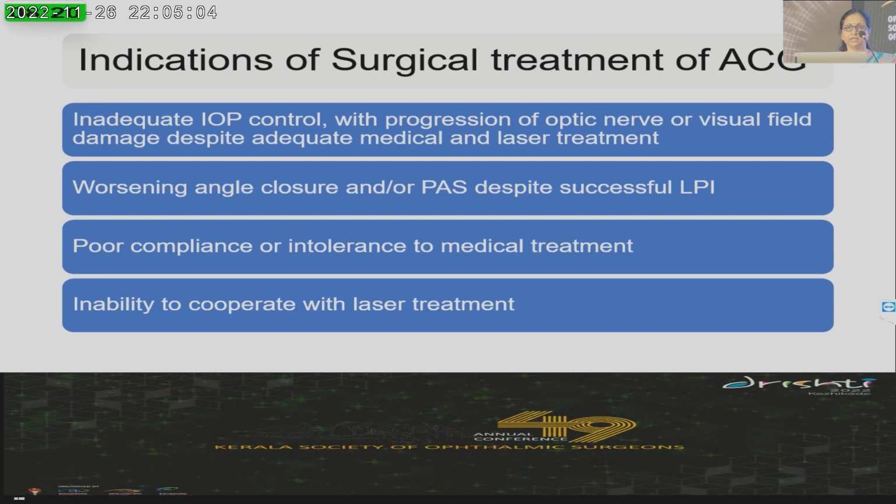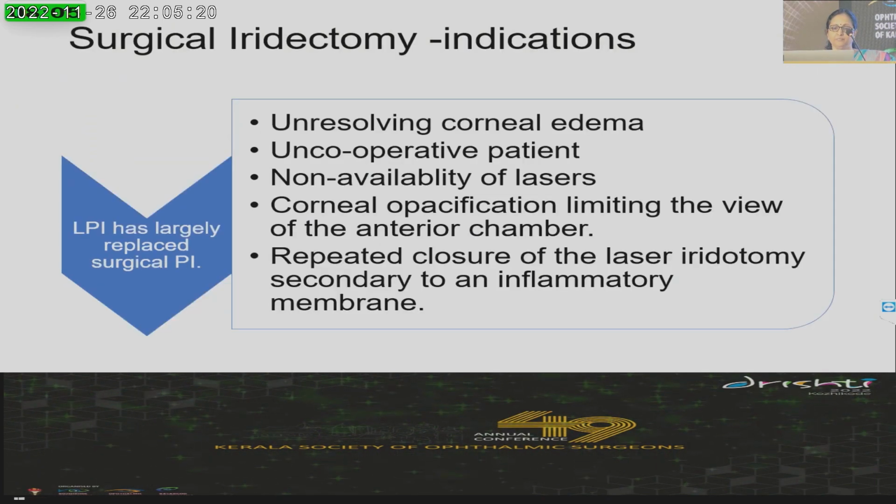And when the angle closure or the PAS is progressing despite a successful LPI, and when the patient is showing a poor compliance to the medical treatment, or when patients cannot cooperate for the laser treatment, you have to think of surgery. If LPI is not possible, then you have to think about surgical iridectomy in certain situations.